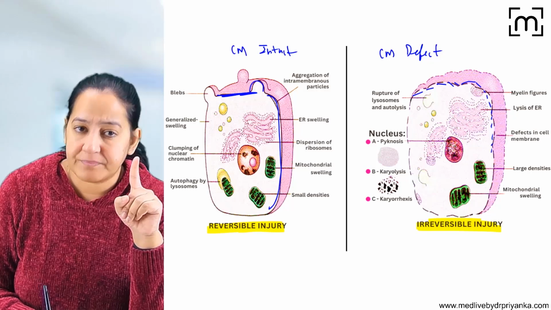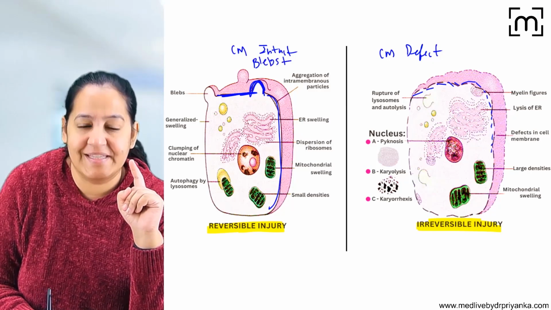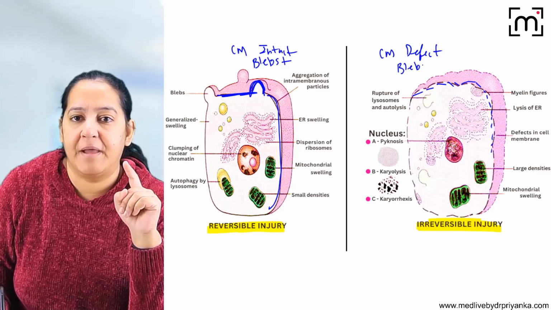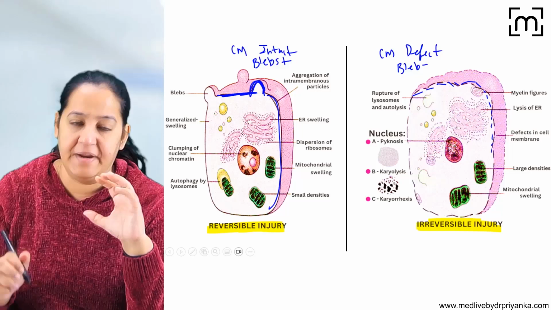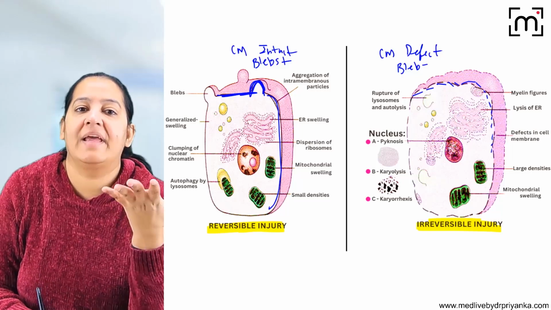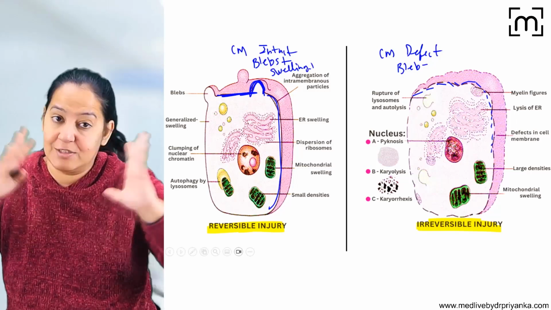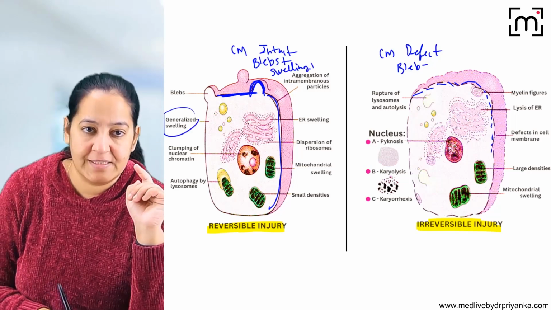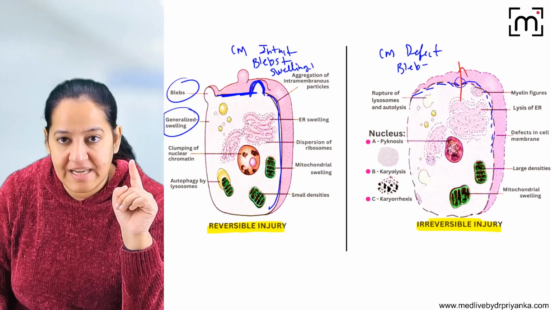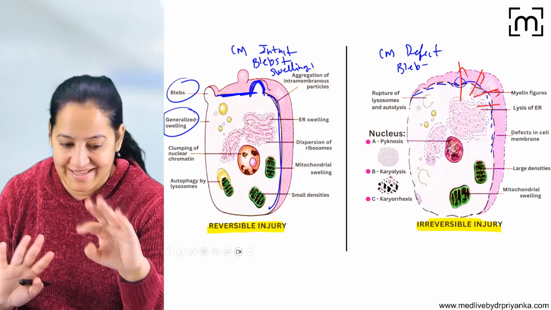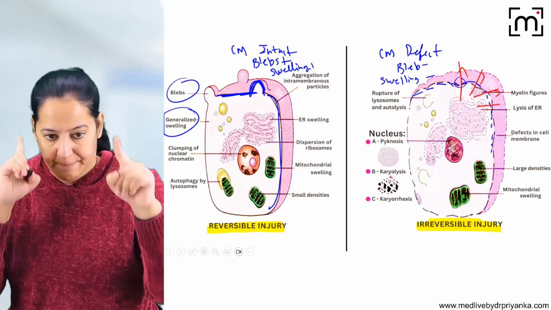The second thing: in reversible cell injury, blebs are present. You can see them in the cell membrane. Here blebs are absent. Third difference: you can see here the cell is swelling. Overall the cell is swelled out, generalized swelling is there. Blebs are there. But here, since the defects are there, the extra cytoplasm will leak out, so there is no swelling. Here the blebs are absent and swelling is absent.